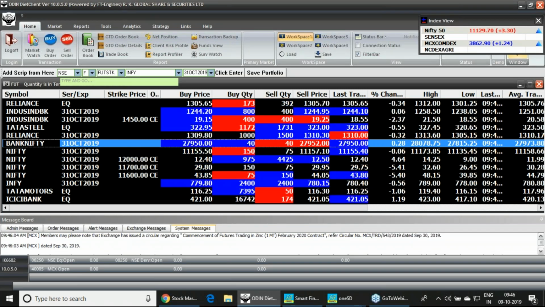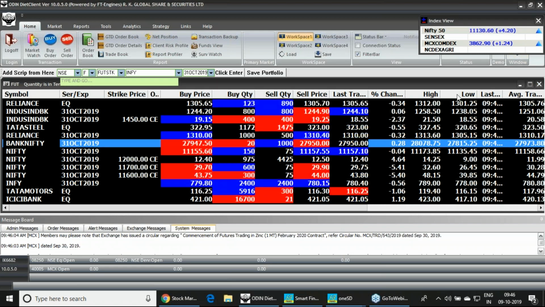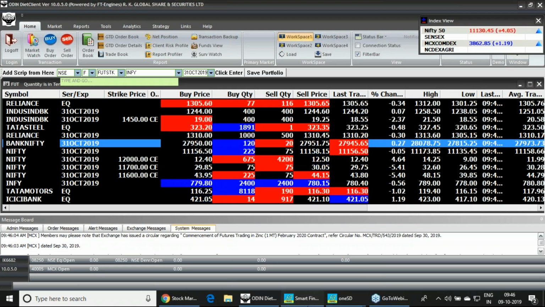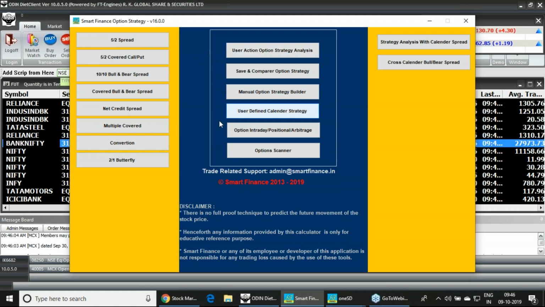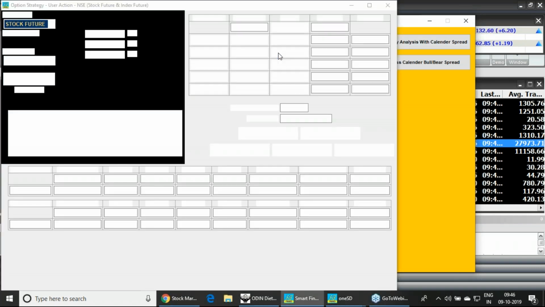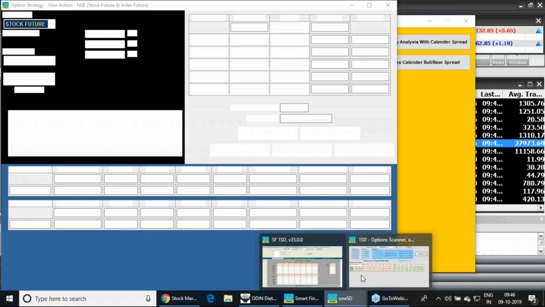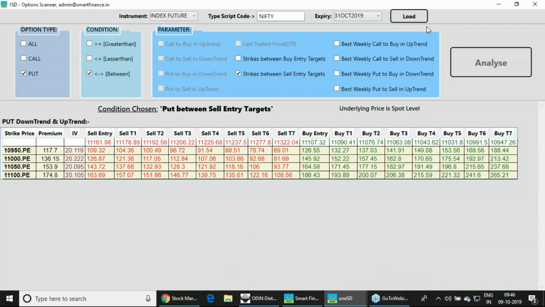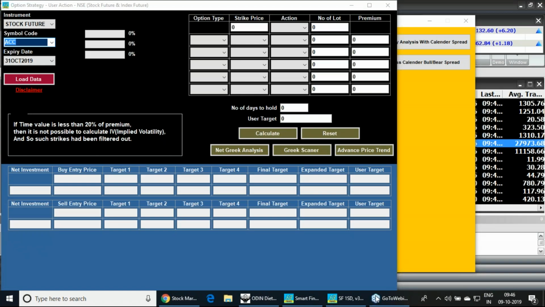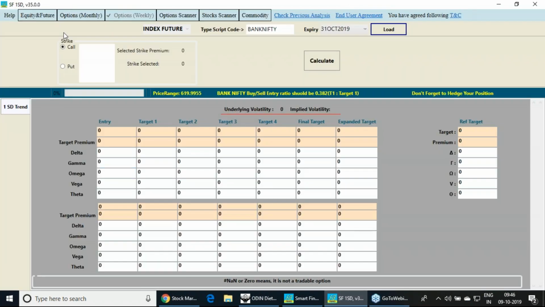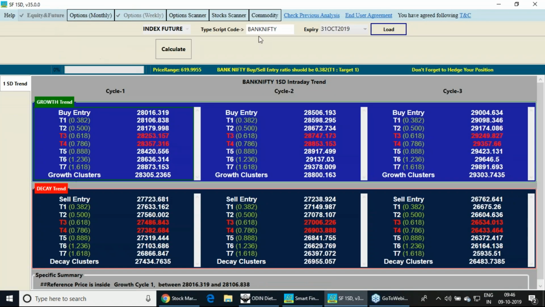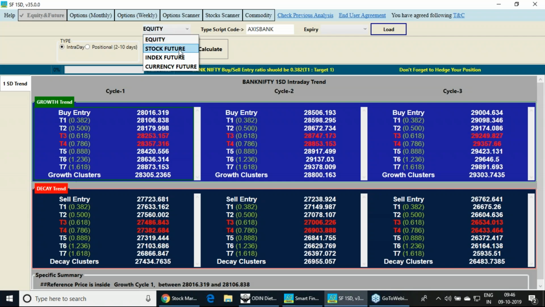Now moving to the best option strategy to initiate during the result season. So this is the option strategy tool. I am using the user action option strategy tool. So before I go for this, I should do a trend analysis. Separate trend analysis if I can do, or if you just want to avoid the trend analysis, you can avoid, but it is better to do the trend analysis.